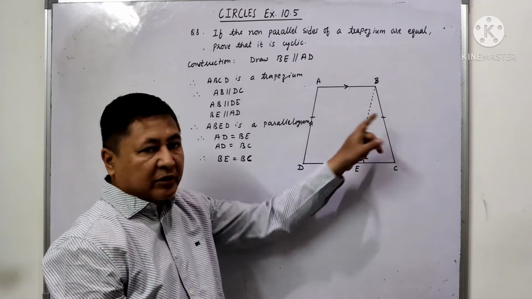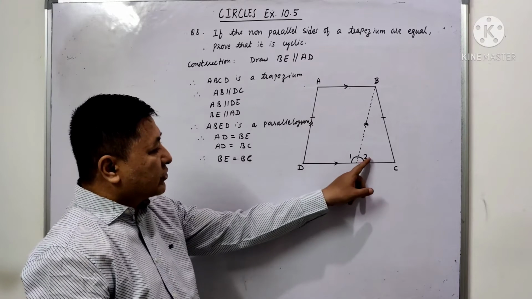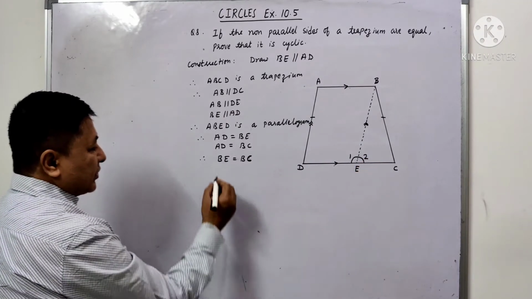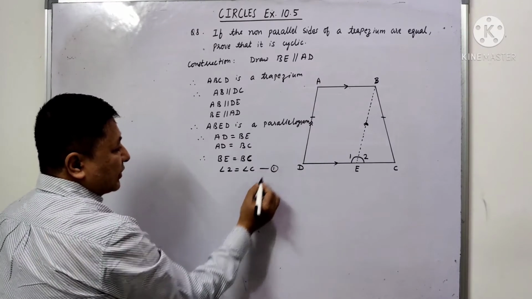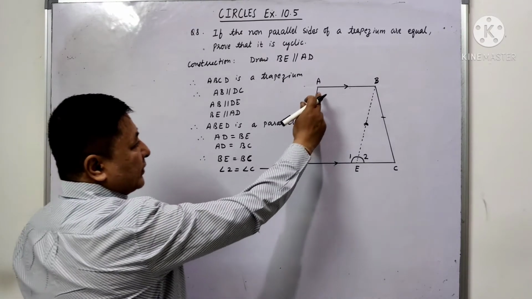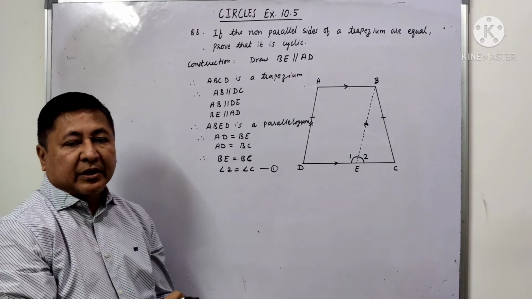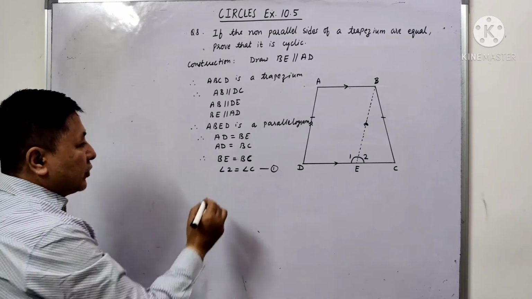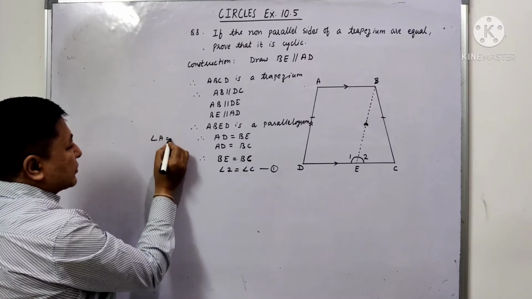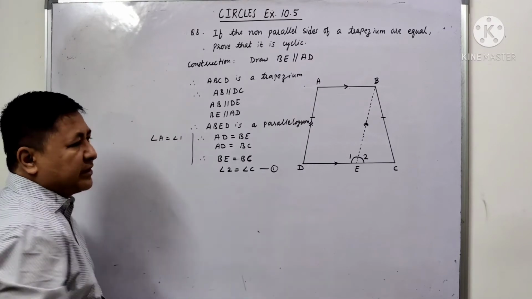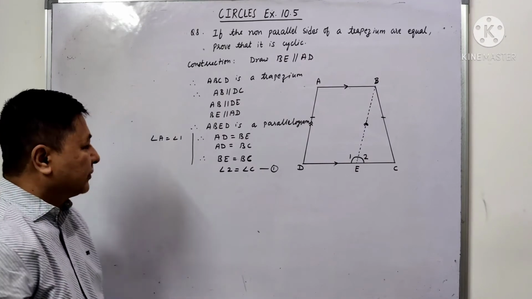Now these two sides are equal, and we know that the angles opposite to equal sides are also equal. So the angles opposite are angle 2 and angle C. So angle 2 is equal to angle C. We'll mark it as number 1. And since we have proved that ABED is a parallelogram, and we know that opposite angles of a parallelogram are also equal, therefore angle A is equal to angle 1. The reason is the opposite angles of a parallelogram are equal.